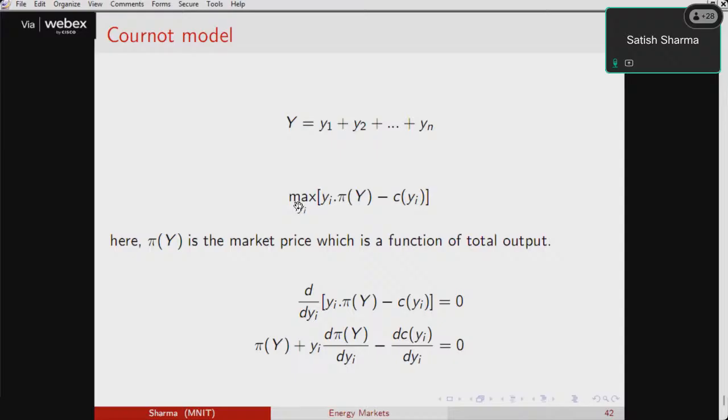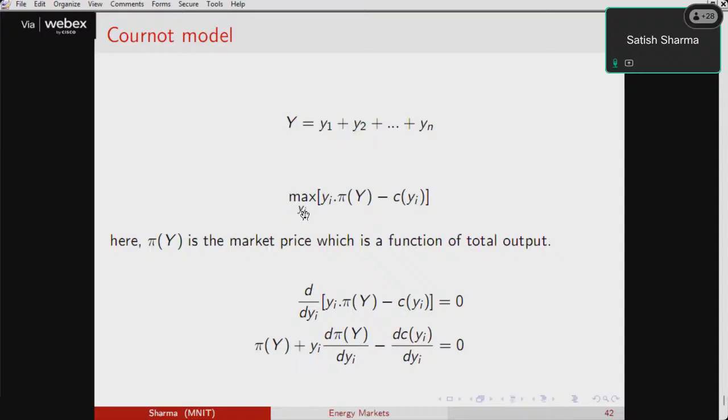Now the market price pi will be the outcome of the market at the total demand being asked. So if total demand is too high, the prices will also be high. And y is basically supply. So if supply is too high, the prices will be low. If supply is less compared to the demand, then the prices will be more. So this pi is the market price, the outcome of the market.